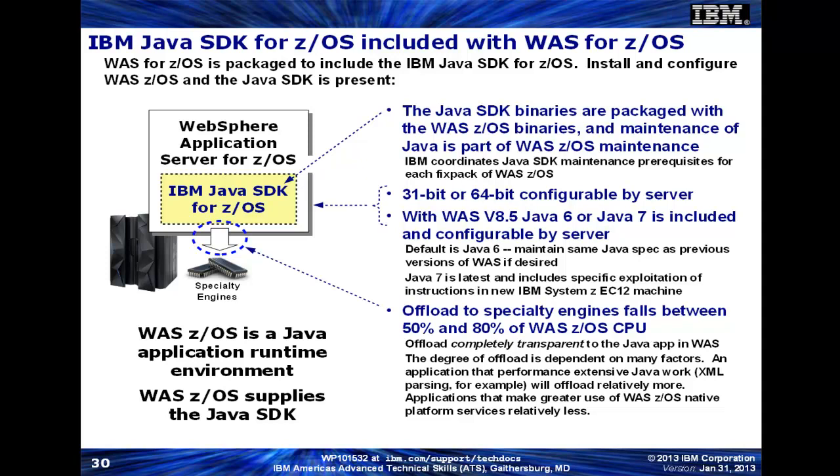Contrast that with workload requests that spend relatively little time in the JVM but rather go immediately off to other data systems in zOS. In that case, relatively more WAS zOS native platform processing is taking place, and thus relatively less pure Java is taking place, hence less offload. We use the number range 50 to 80% offload to express this it depends nature of specialty engine offload for WAS zOS.